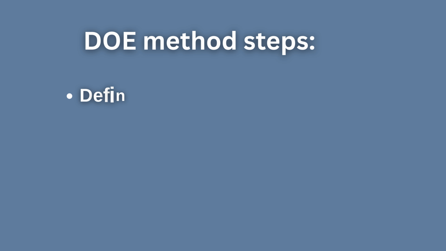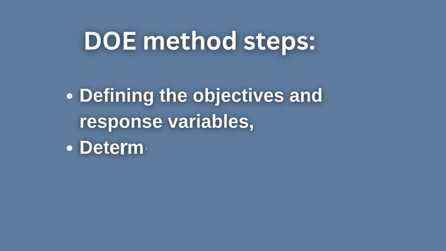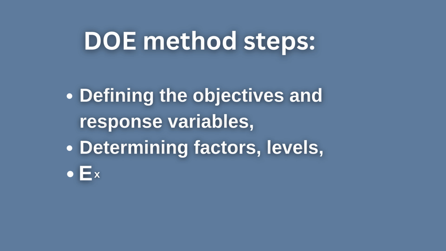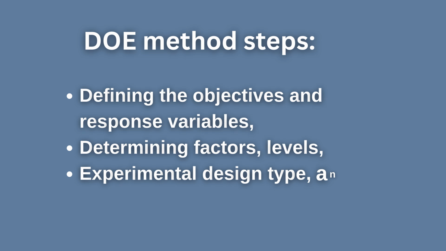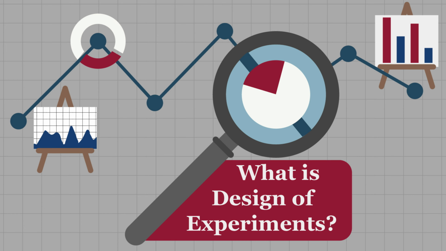Well-established, general guidelines and procedures are available to support the implementation of DOE methods. These steps include defining the objectives and response variables, determining factors, levels, experimental design type, and experiment execution. Variables in the DOE, such as the number of factors, levels, and the logic to select them, usually depend on the type of investigation, screening, characterization, or optimization, the process type, and the available resources.